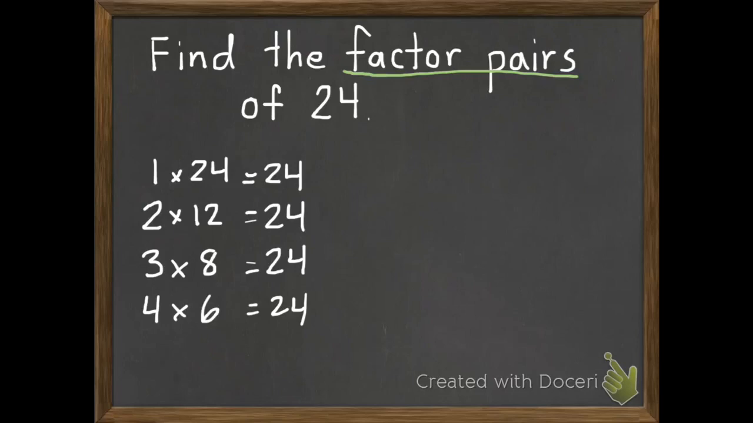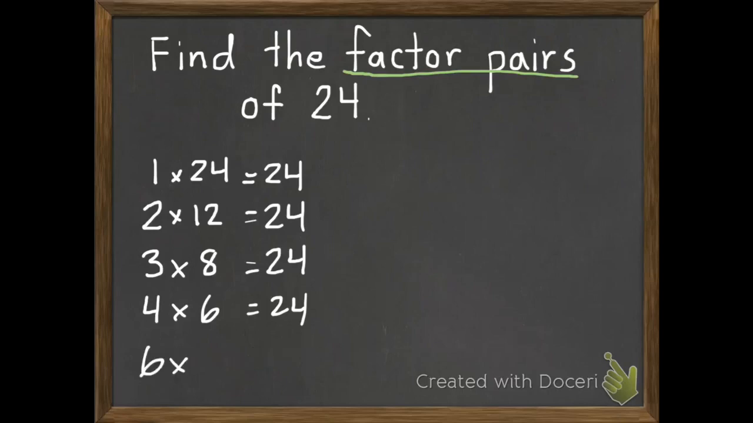I'm going to try 5. Is there 5 times anything that equals 24? I can't think of any, but let's skip count just to be sure. So we got 5, 10, 15, 20, 25. Oh, I've passed 24. So nope, there's nothing times 5 that will equal 24. So I can cross that one out.